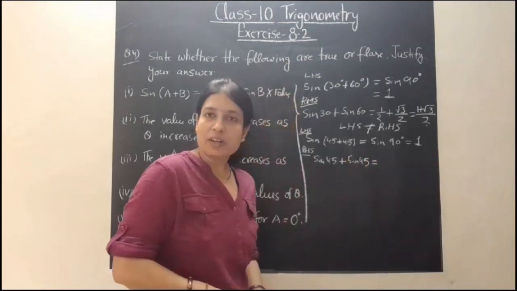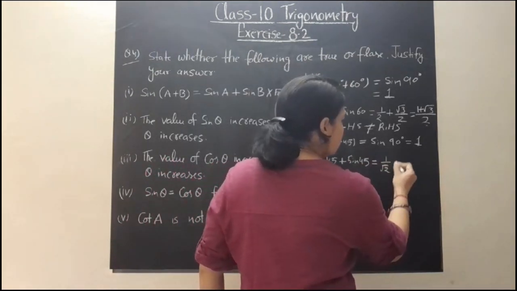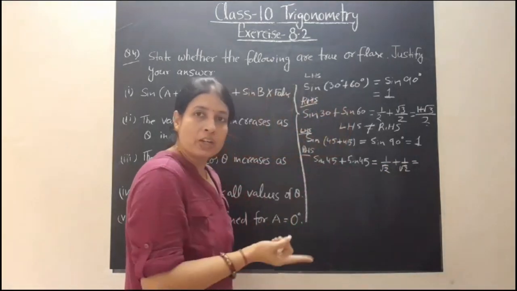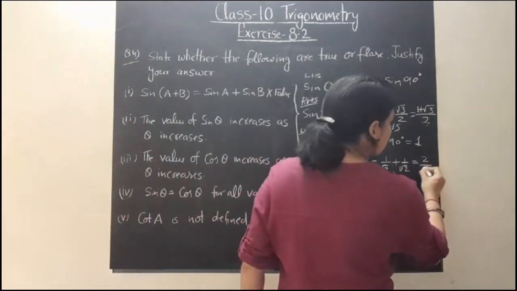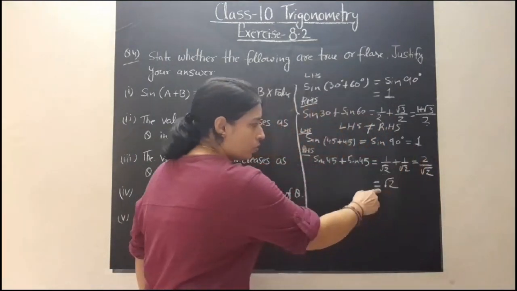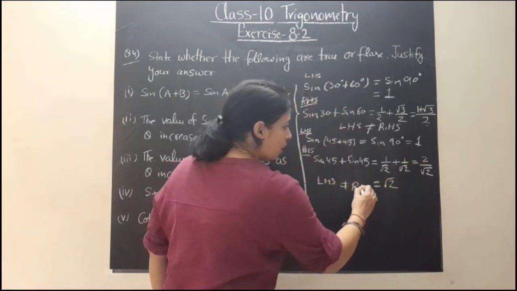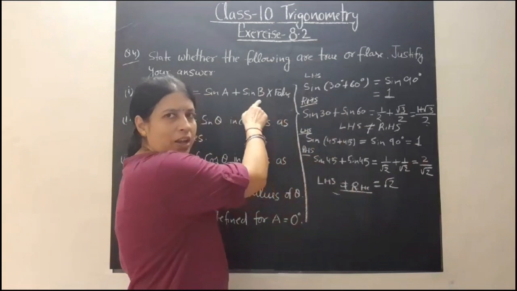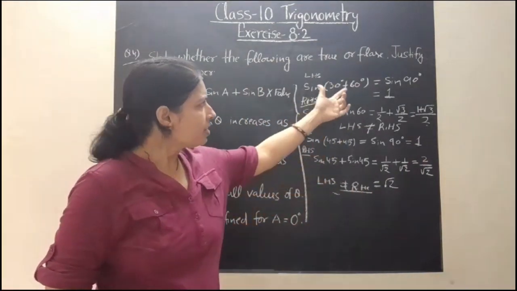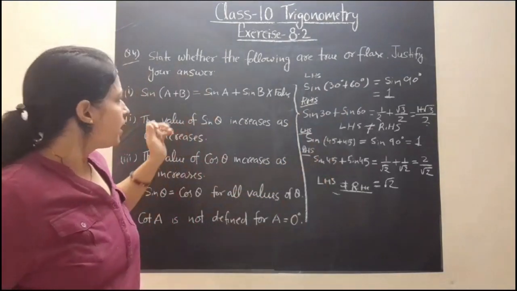What is value of sin 45 degree? 1 by root 2. So write here 1 by root 2 plus 1 by root 2, which is equal to 2 by root 2. So it will come root 2. Here it is 1, here it is root 2. So again LHS is not equal to RHS. So this one is false for 30 degree and 60 degree and for 45 degree also. So then check second one.